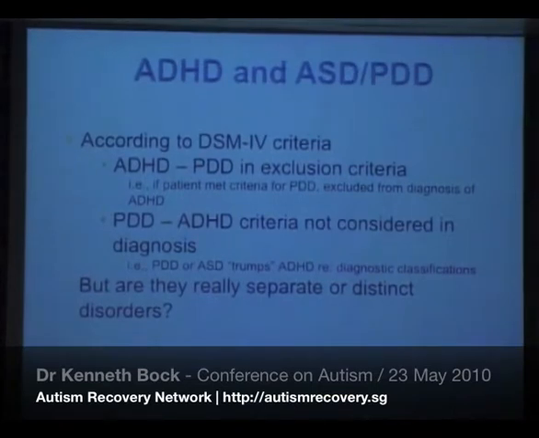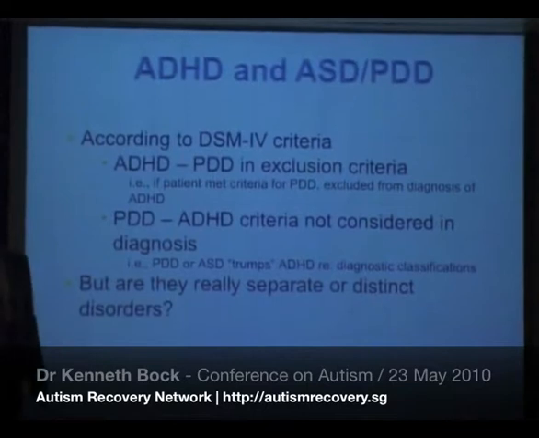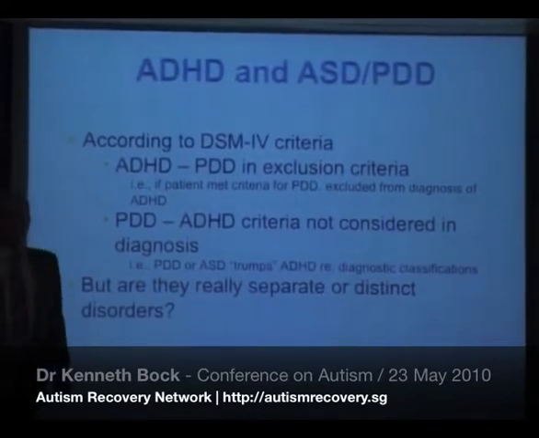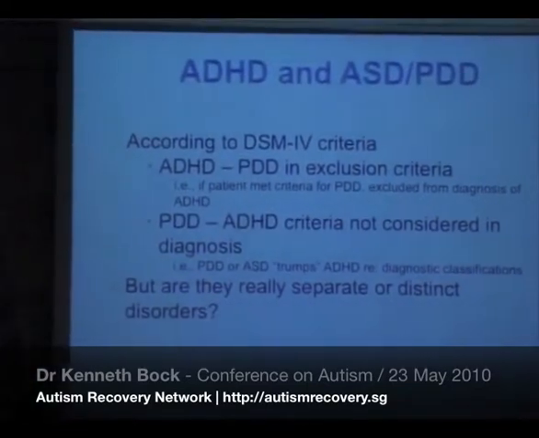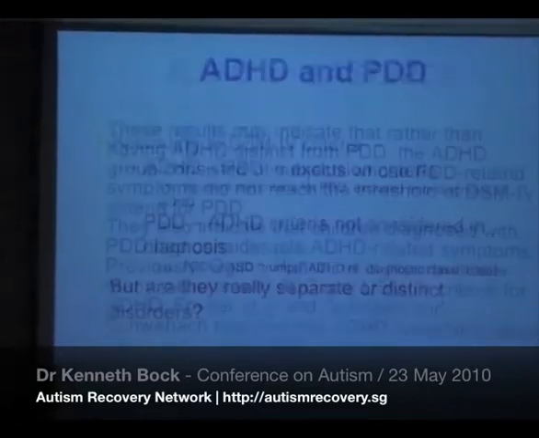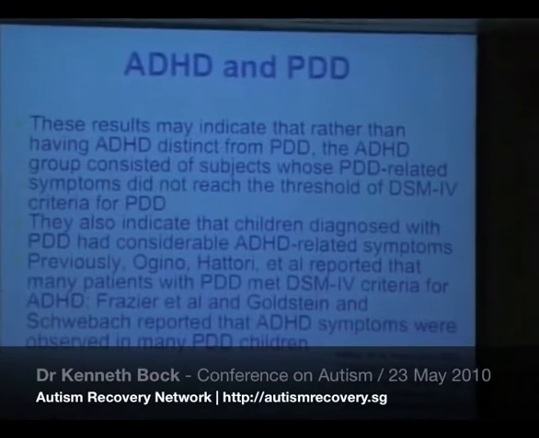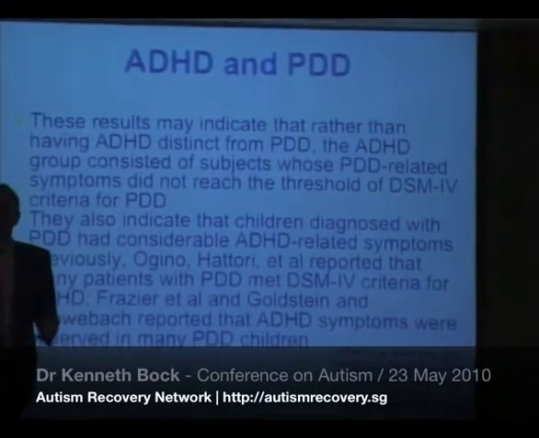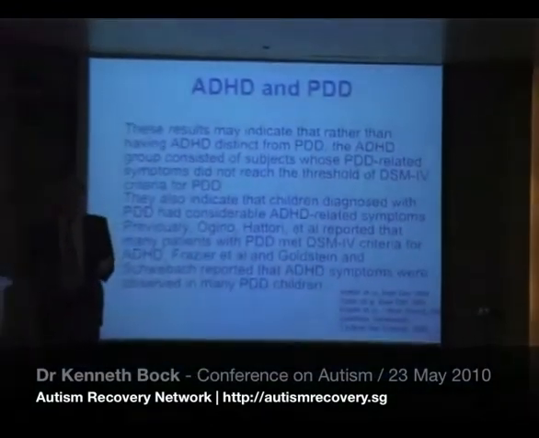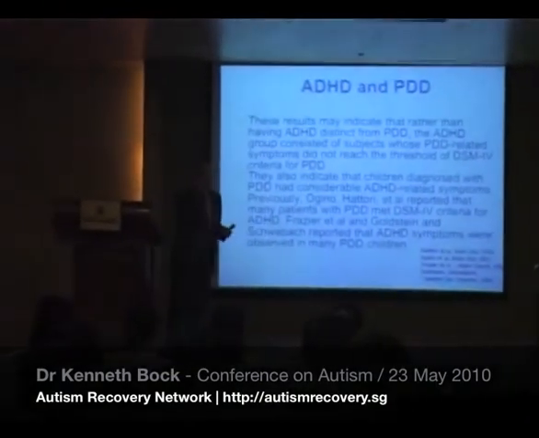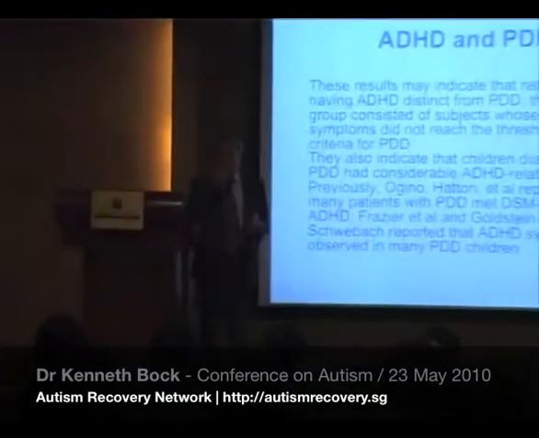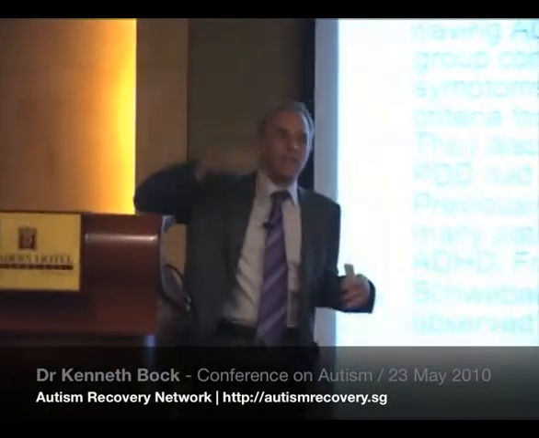So in essence, PDD or ASD or autism trumps ADHD. But are they really separate or distinct disorders? The reality is there's a lot of literature saying that there's a lot of overlap. A lot of the kids with autism and PDD have a lot of ADHD features, and a lot of kids with ADHD may have PDD or autistic features, but not enough to diagnose them with PDD or autism. So there's a heck of a lot of overlap.